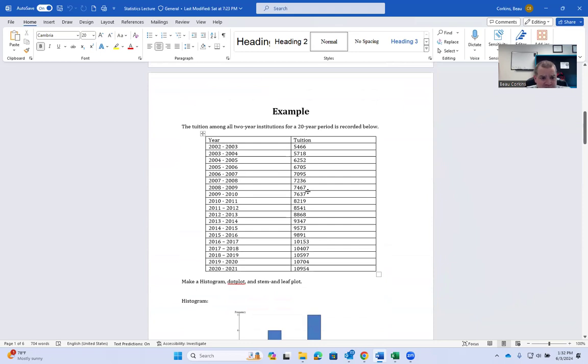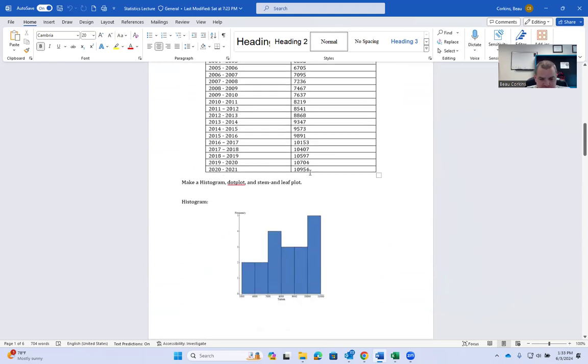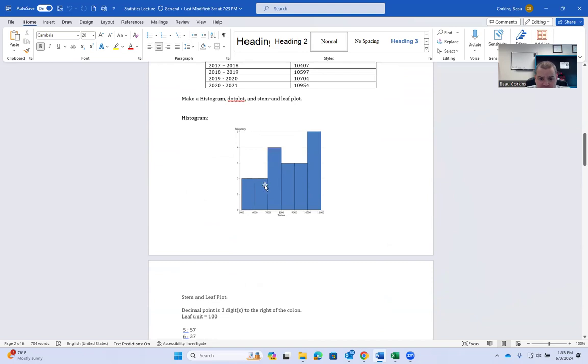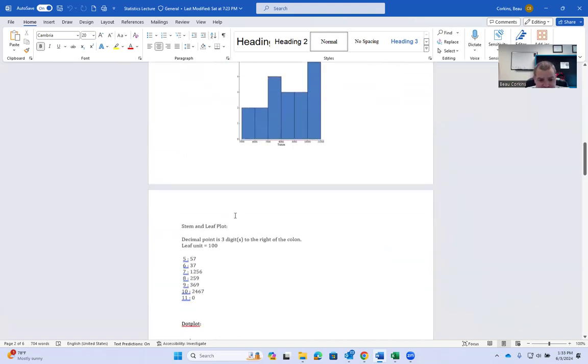So I have an example here, the tuition among all two-year institutions for a 20-year period. And you can see the tuition rates, and those are quantitative data values, aka numbers. And then I've made the three plots. A histogram looks like this. It's bars and their heights, and you can basically see the shape of the data.